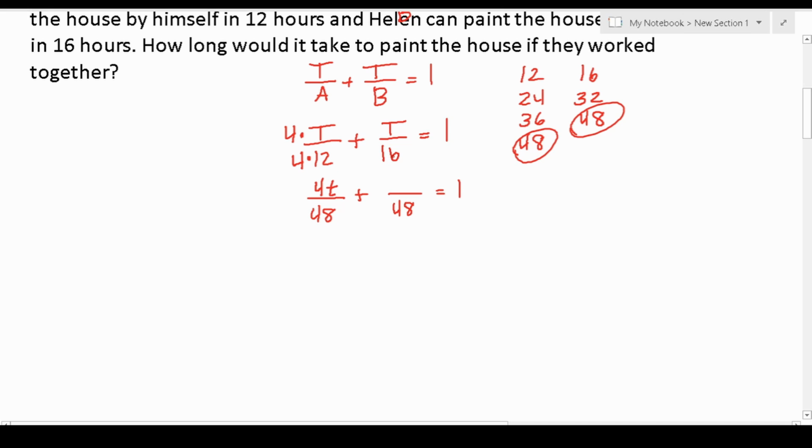In order to make this 16 a 48, it should be obvious that we multiply it by 3. What we do to the denominator, we also have to do to the numerator. 16 times 3 is 48. 3 times t is 3t.